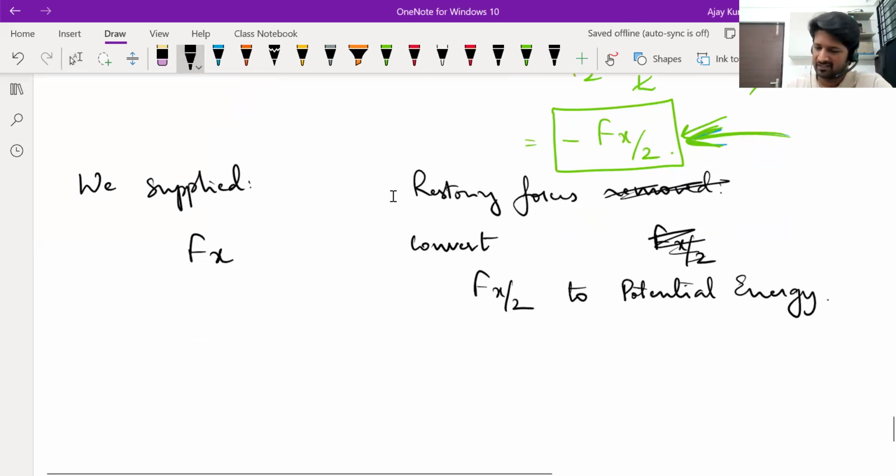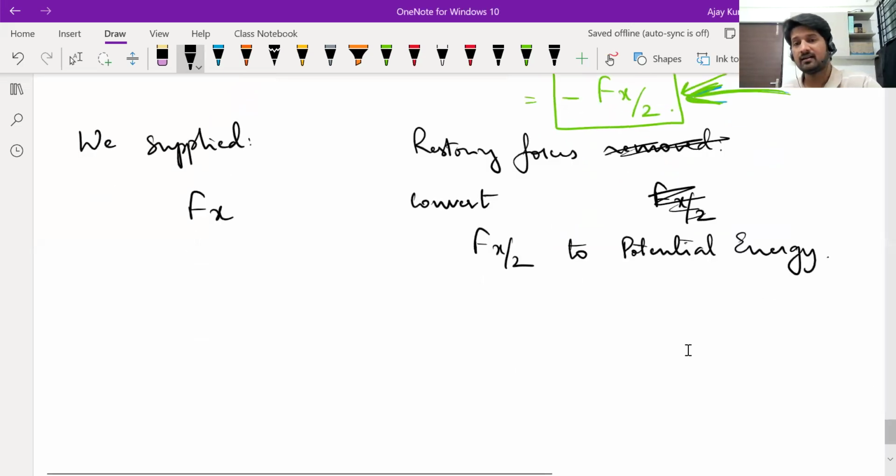I got only one answer. Fine. And the answer is that it gets converted to heat. Correct. Okay. You can try this also. You can actually feel this. Take a rubber band.